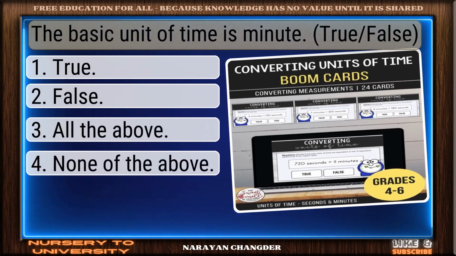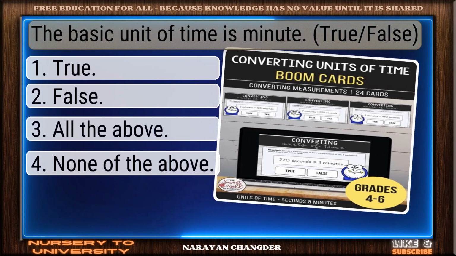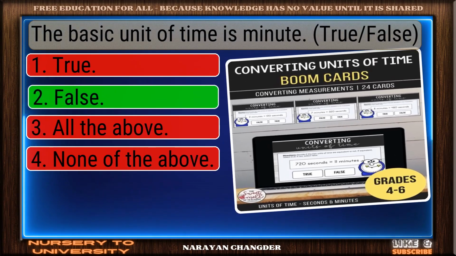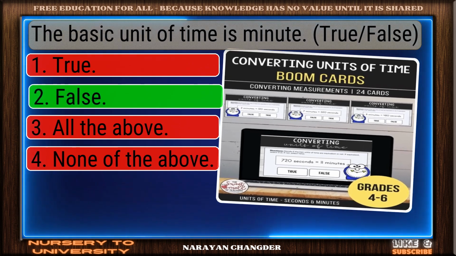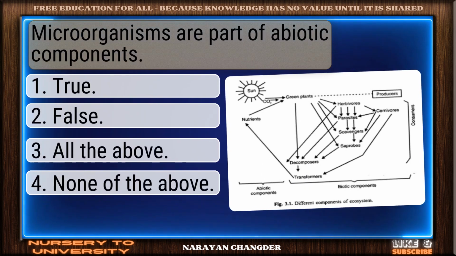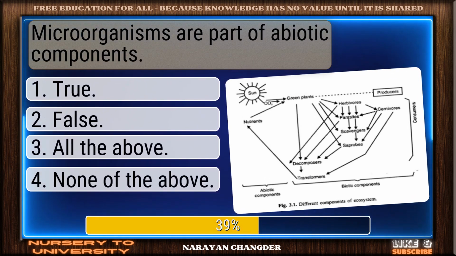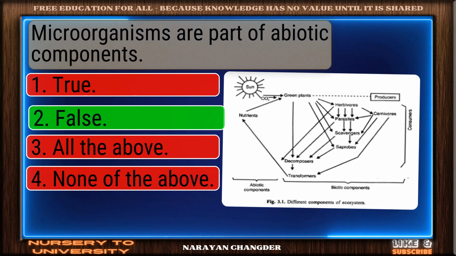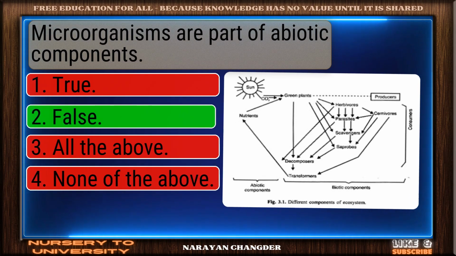Question number 33. The basic unit of time is minute. Valid point. False is true. Question number 34. Microorganisms are part of abiotic components. Excellent. False is a brilliant choice.